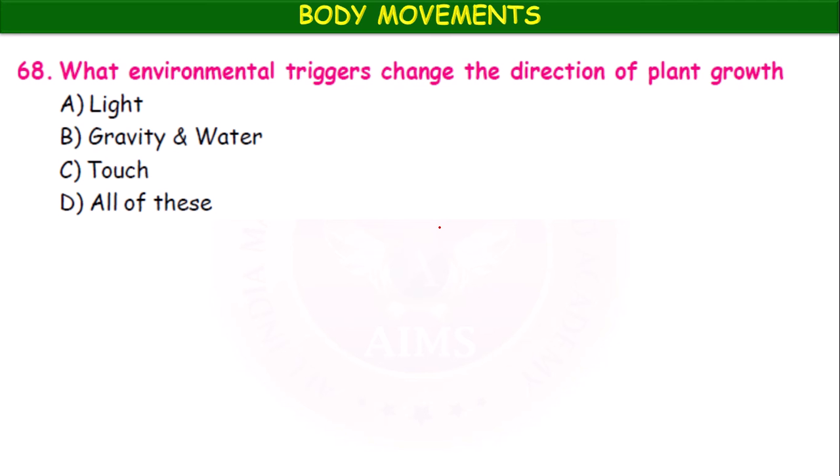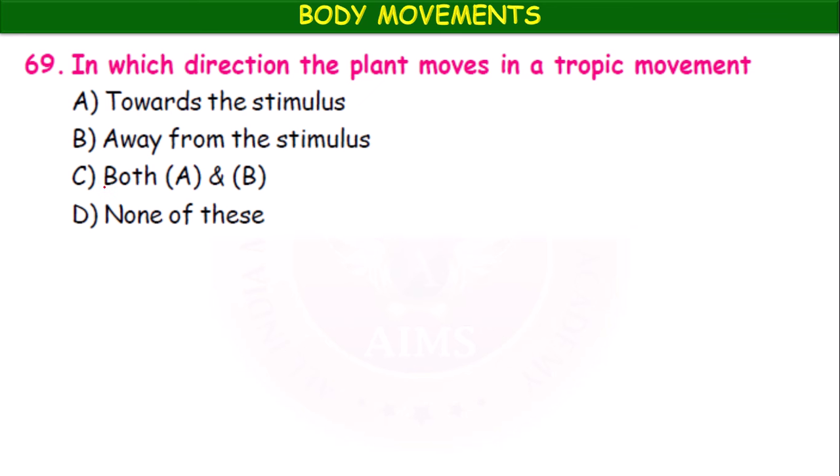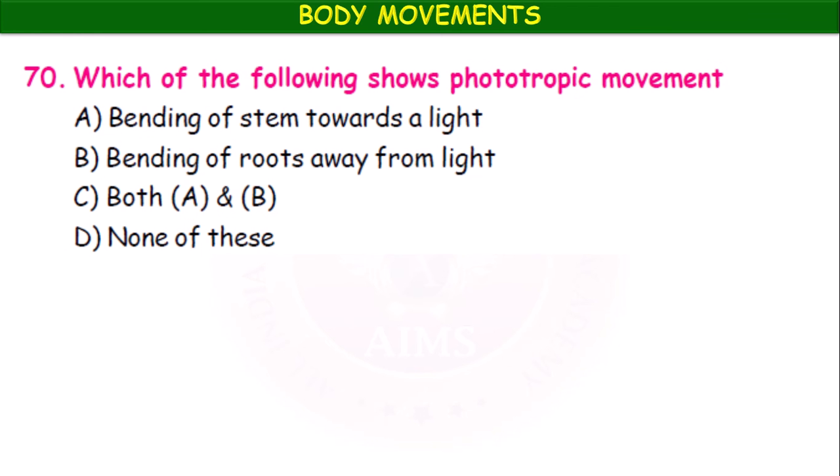What environmental triggers change the direction of plant growth? Light, gravity and water, touch, all of these. Here these are all the stimuli, all. In which direction does the plant move in a tropic movement? Towards the stimulus, away from the stimulus, both A and B. Both A and B.